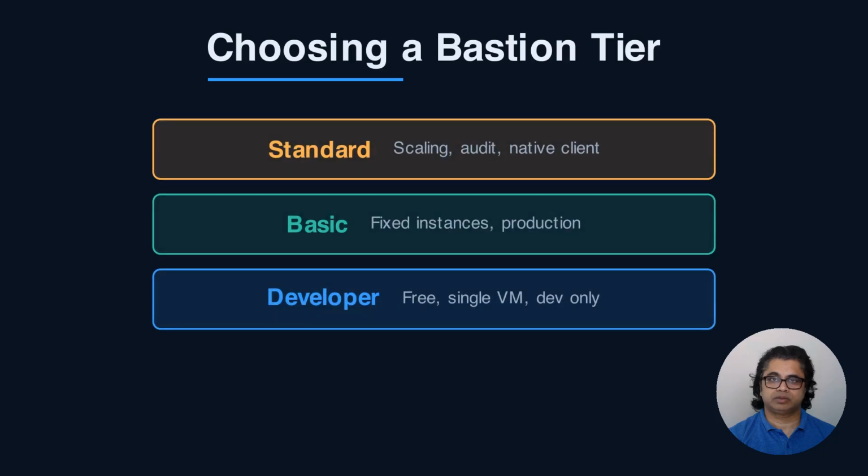The developer SKU is free and zero deploy, but it's meant for ad hoc dev access to a single VM with no scaling. The basic SKU gives you a fixed 2-instance deployment for production basics. The standard SKU unlocks host scaling, native client support so you can use your own SSH client, shareable links, IP-based connection, and session recording. Rule of thumb, use standard when you need scale or audit features, basic for simple steady access, and developer only for experimentation. Pricing and feature mapping shift, so check the current Azure docs before you commit.